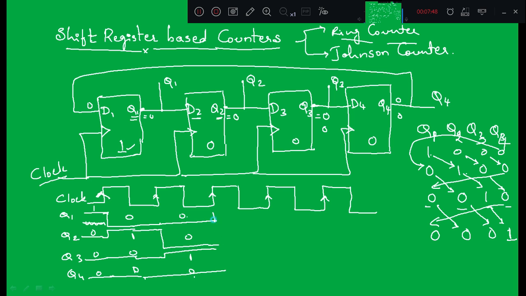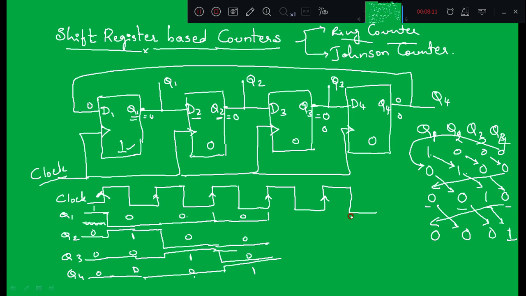So Q3 remains 0, Q1 remains 0, Q2 remains 0, Q3 will become 0, and Q4 will become high. That means after application of the third clock pulse, this is 0 0 and this is 0 and this is 1, right? So now if I apply one more clock pulse, what happens here?